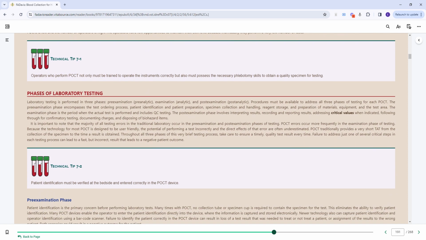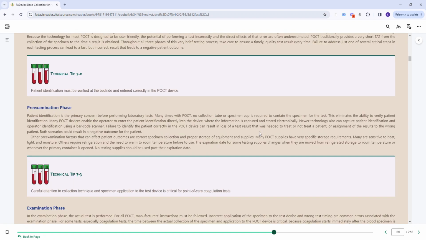The phases of laboratory testing: pre-analytic, analytic, and post-analytic. Now, these are interchangeably the same as pre-examination, examination, and post-examination. So what does that tell you by breaking down these words? That examination and analytic are the same. You need to know the terms as either one, because you could see either one on your certification exam. It could say pre-examination or it could say pre-analytic. You need to know that if you see pre-analytic, you're like, okay, yes, that's pre-examination, before I do anything with the patient.